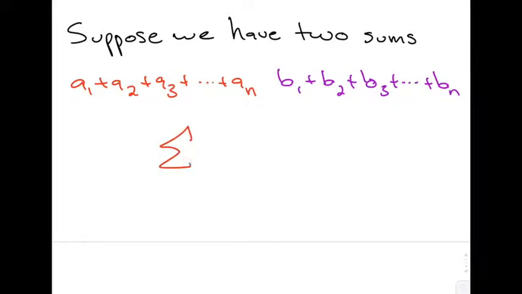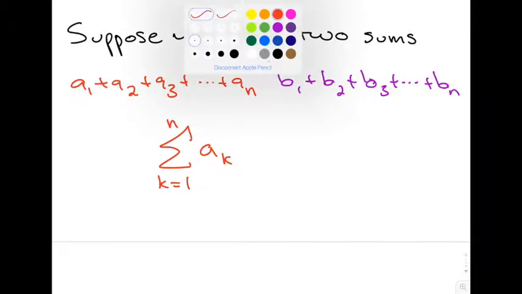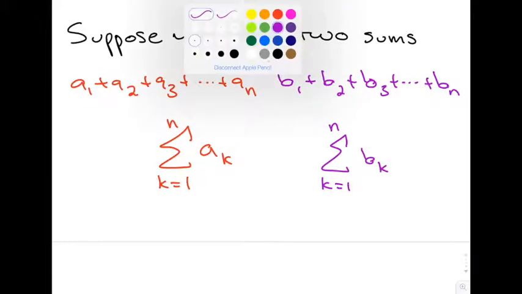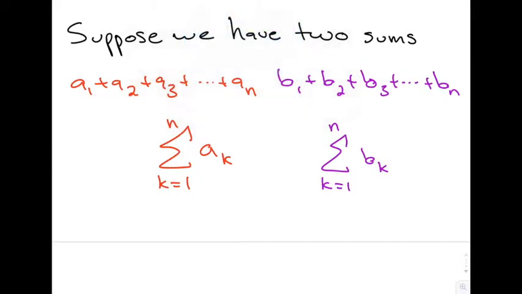Since we see all of these sums, that should make us think, okay, we need a sigma. Looks like we're starting at the index k equals 1, and we're going all the way up to the nth term of the sequence a sub k. Similarly, for our b's, we've got a sigma to indicate that we're summing, starting at k equals 1, ending at n of the sequence b sub k.